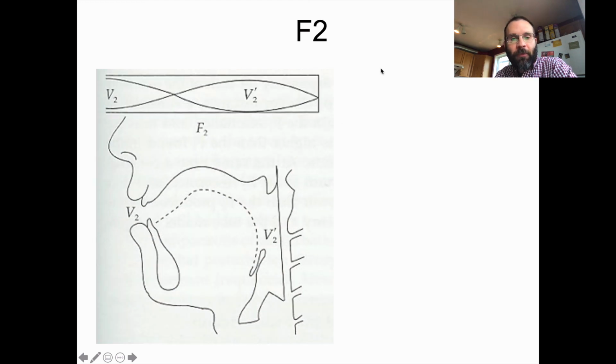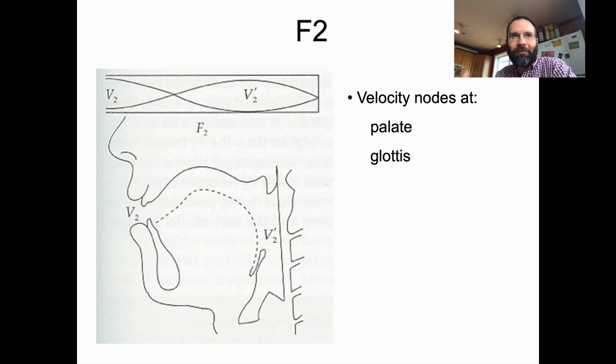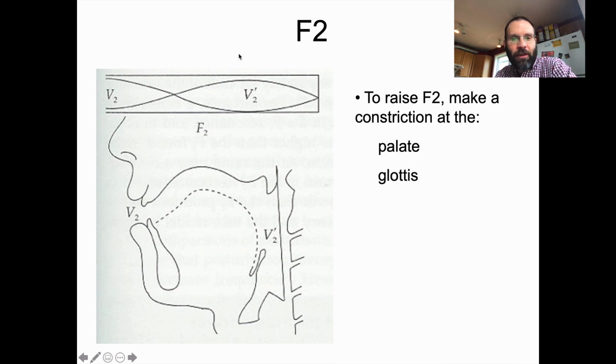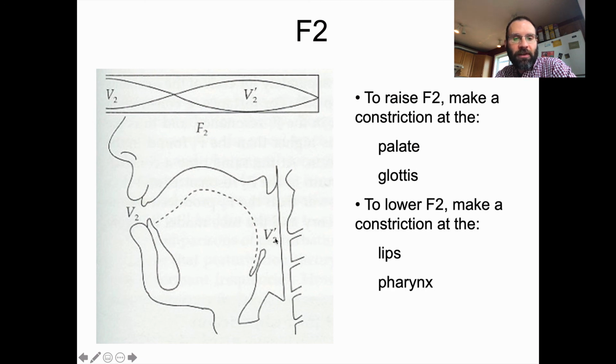Similarly for F2, what's different is we have both two nodes and two antinodes, so that makes it more interesting. For F2, we have nodes at the palate and the glottis, and antinodes at the lips and the pharynx, more or less. So what happens when we make constrictions? To raise F2, we want to constrict at these velocity nodes, the palate and the glottis, here and here. And to lower F2, we want to constrict at these antinodes, at the lips and the pharynx. So that is basically our framework.